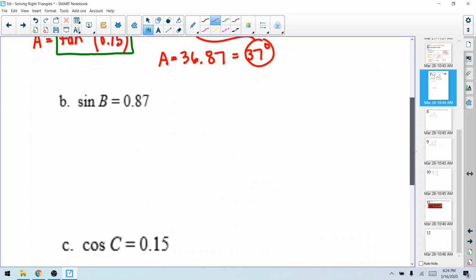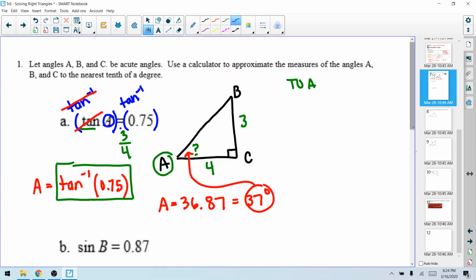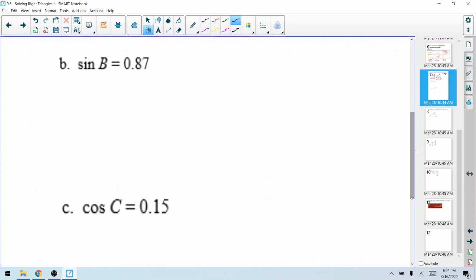Letter B. We could do the same thing, we could go through the picture, but really what I'm asking you is what angle does B have to be in order to get a sine ratio of 0.87? Same thing. In order to get rid of a sine, you can't just divide it off. We're trying to get B by itself. So on both sides, we're going to take an inverse sine of the left and an inverse sine of the right. Sine and inverse sine cancel each other. B drops out.